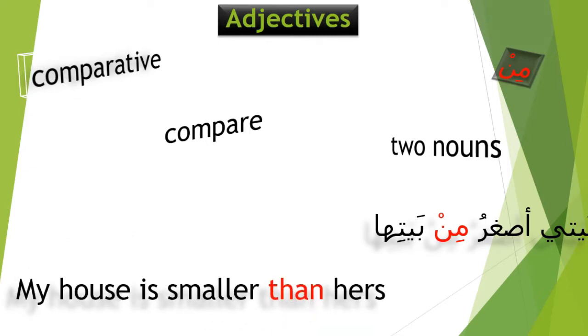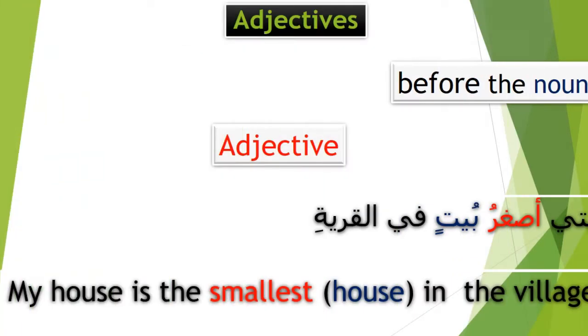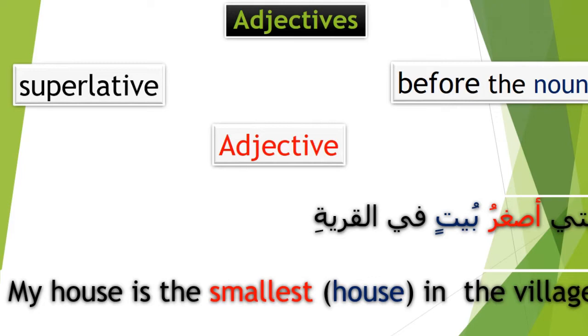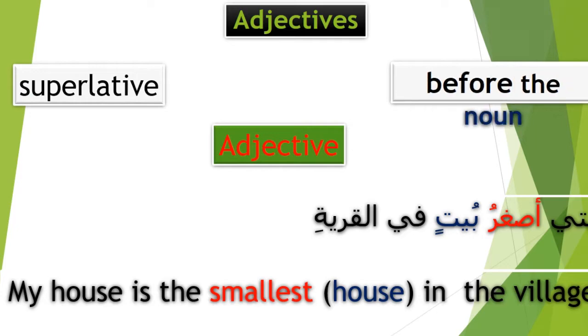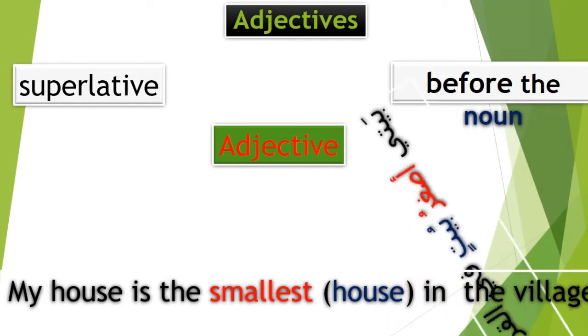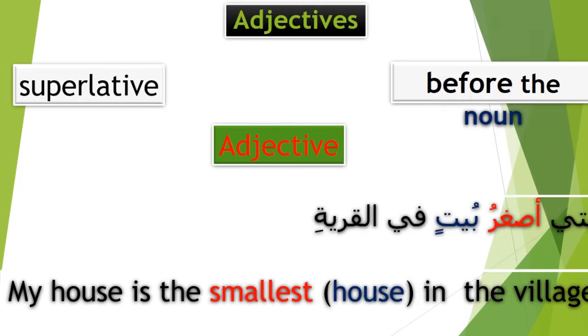In superlative, the most common method is to place the adjective before the noun, as in بيتي أصغر بيت في القرية. My house is the smallest house in the village. Please remember that the comparative and superlative forms of adjectives are gender blind. Therefore, أصغر can be used for feminine and masculine nouns as well.